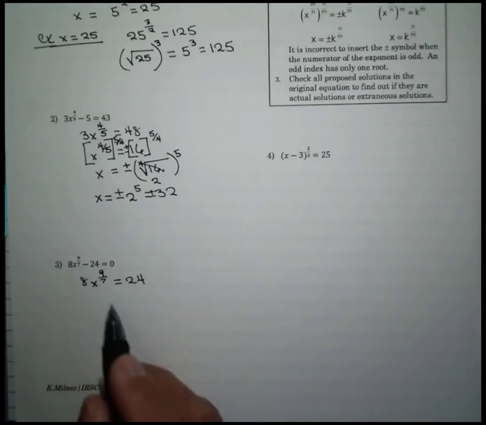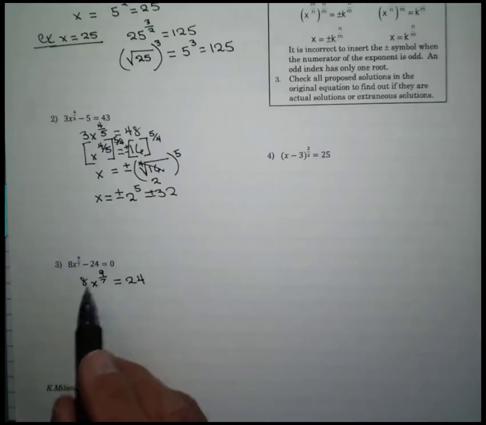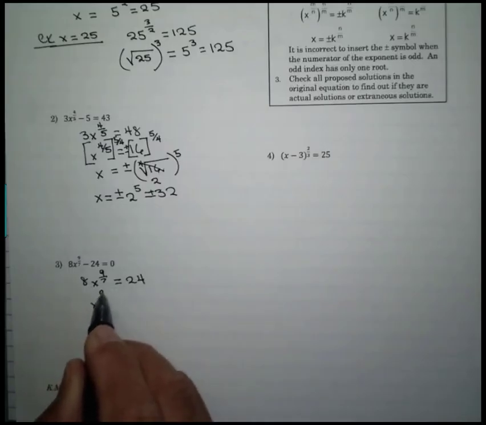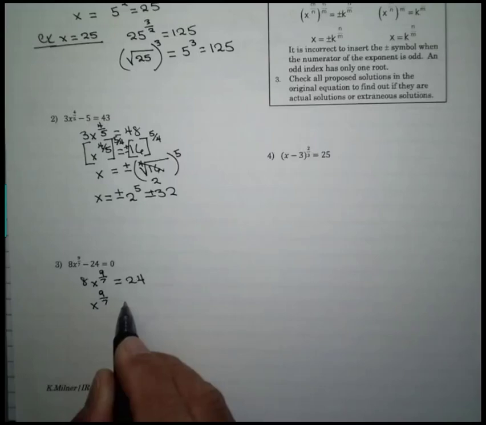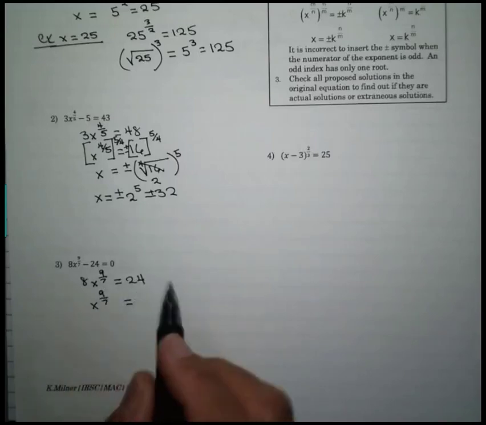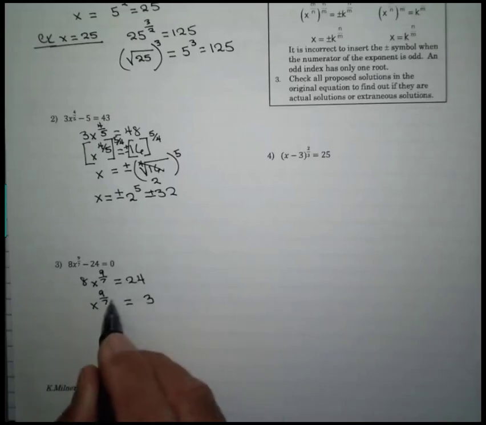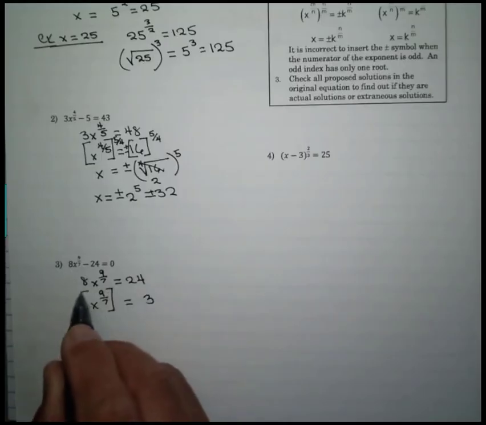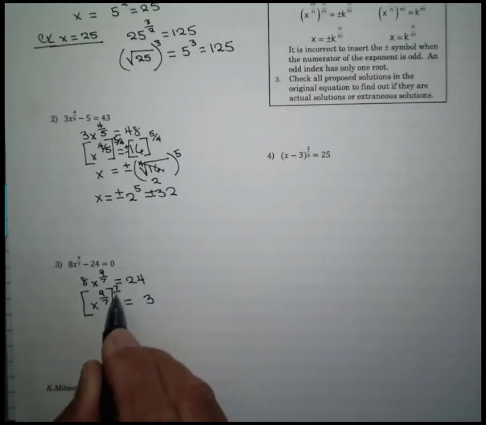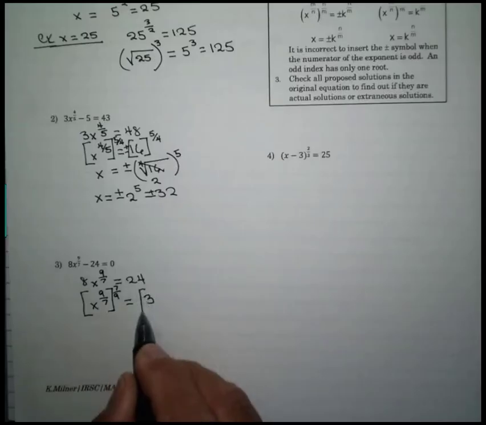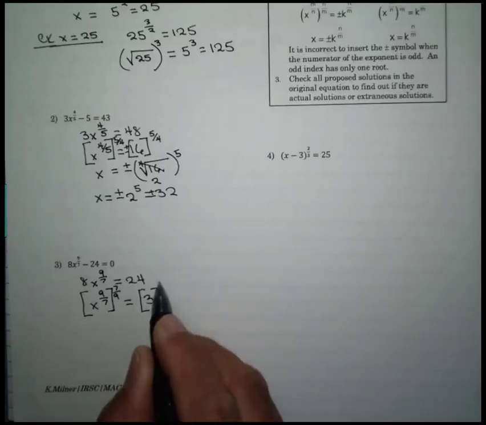To get rid of that exponent, I'm going to need to raise it to the power of 7/9. But first, I need to get rid of this 8. I'll divide both sides by 8. I end up with x to the 9/7 is equal to 24 divided by 8, which gave me 3. And now I can raise this to the power of 7/9. I'll have to also raise this side to the power of 7/9.